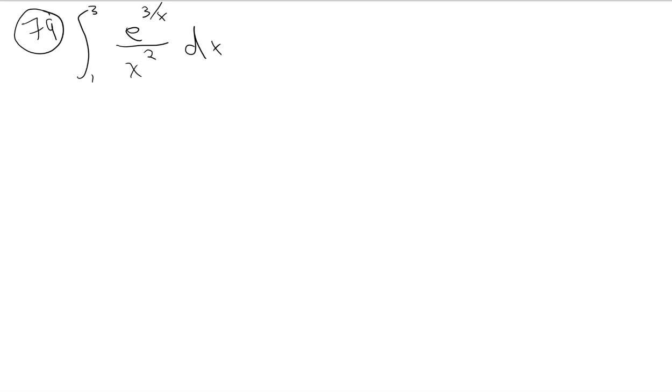Let's pick 3 over x as our u value. Since this is kind of stuck up in here, it's hard to deal with other than just calling that u. And then that's going to make du be, well, you might want to rewrite this. Instead of calling this 3 over x to the first power, call it 3 times x to the -1 power.